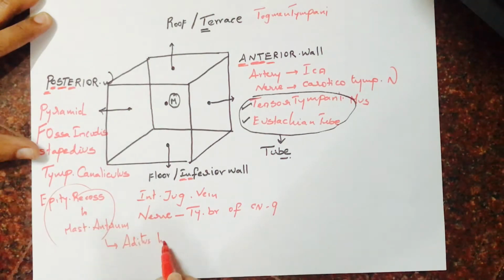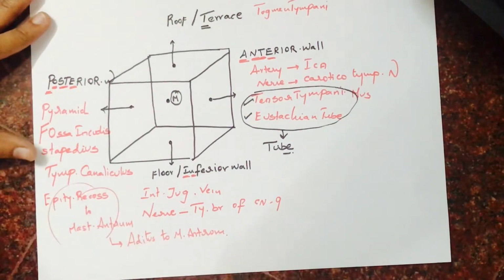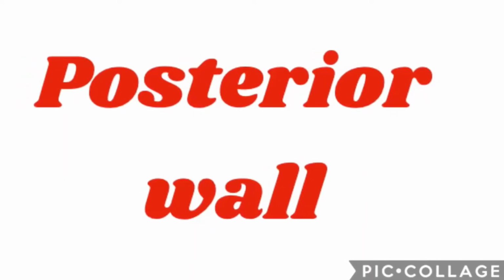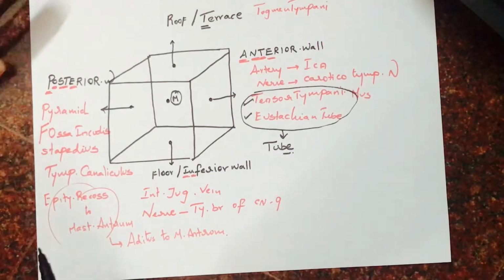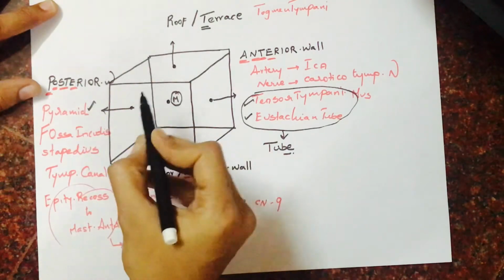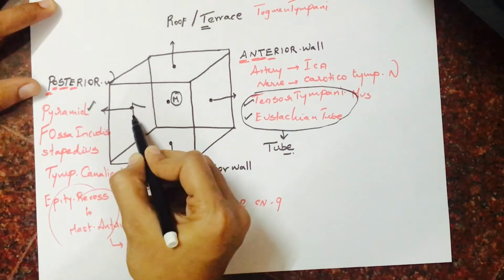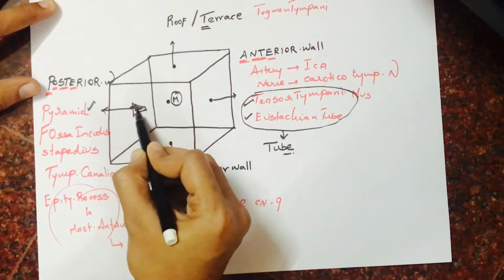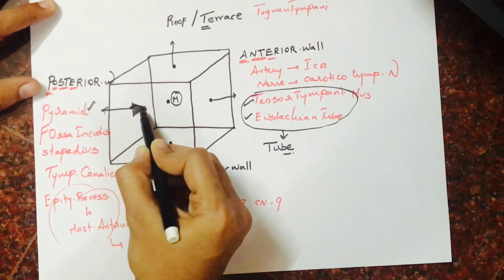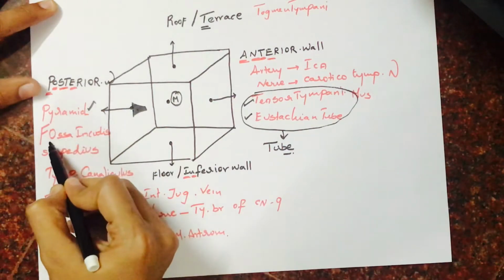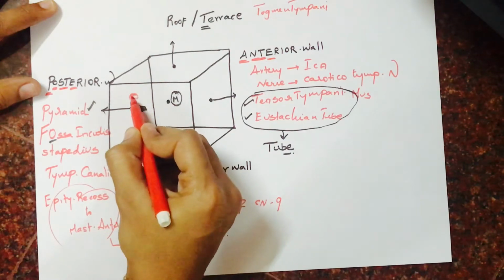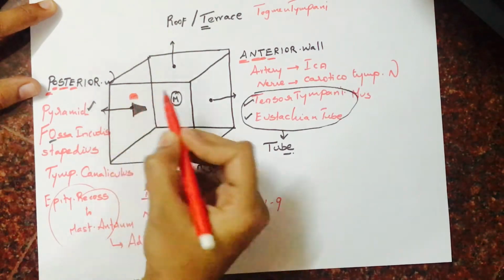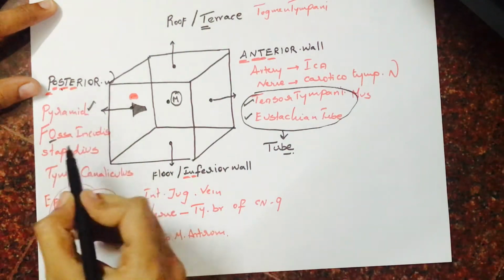Aditus to mastoid antrum. How to draw these structures in the posterior wall? First structure is pyramid. So there is a projection from the posterior wall into the middle ear cavity. Above that, there is a small depression which lodges the body of incus called fossa incudis.